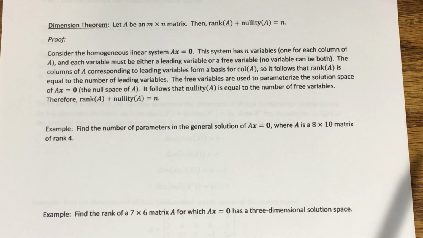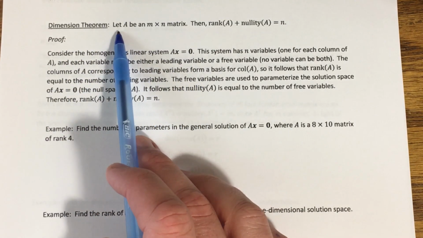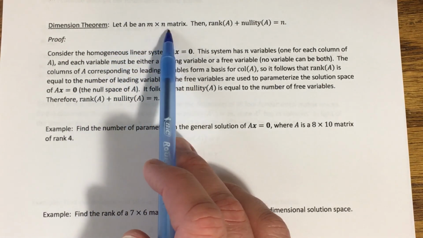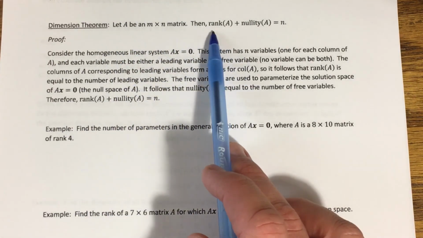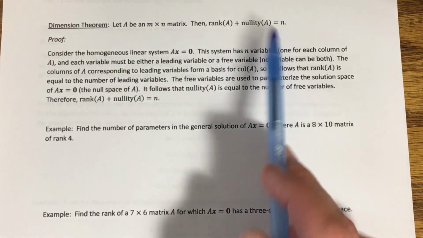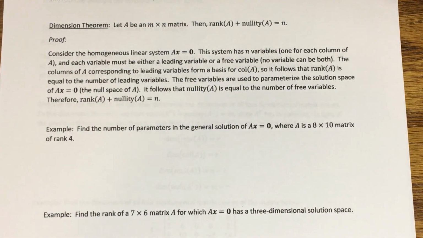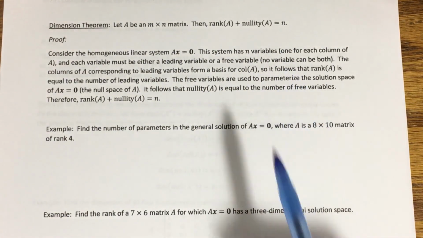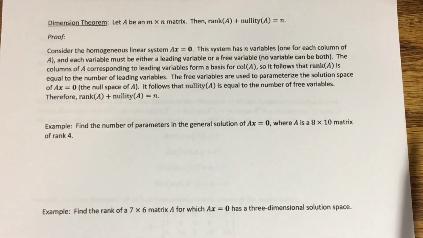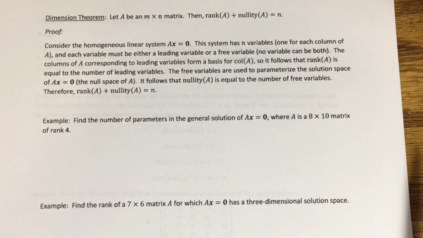So I'm not going to go through it again, but the dimension theorem just says that if you have an m by n matrix A, then the rank of A plus the nullity of A is n. The rank plus the nullity is equal to the number of columns. That's what that says. You can read through the proof for a little bit more of a formal treatment, but we saw exactly why this would be the case in that previous example.